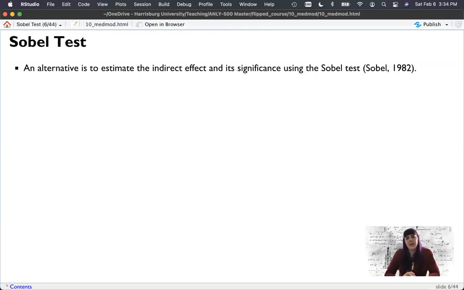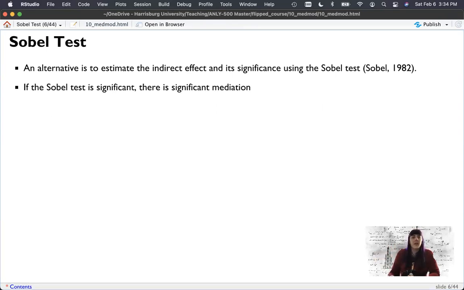So the Sobel test is a way to think about whether or not the change in the C pathway is greater than zero. And so if the Sobel test is significant, this is a Z test, there you would say there's significant mediation. So we don't look at the p-values for the models anymore, we look at the p-values for the Sobel test. So we're still dealing in p's.